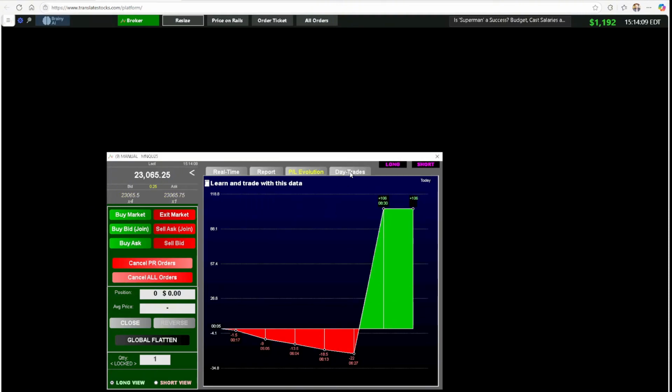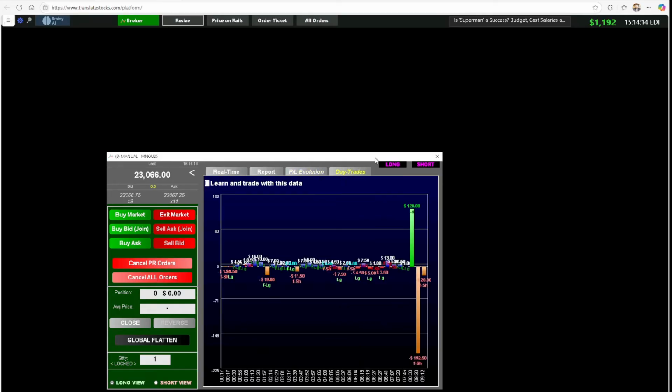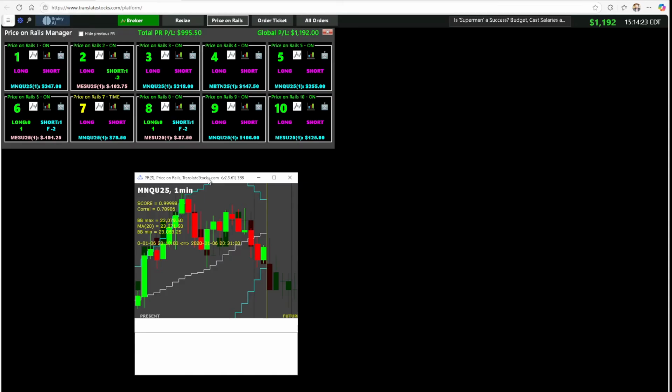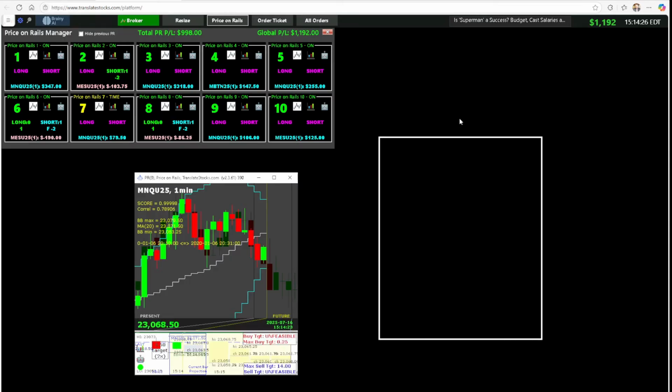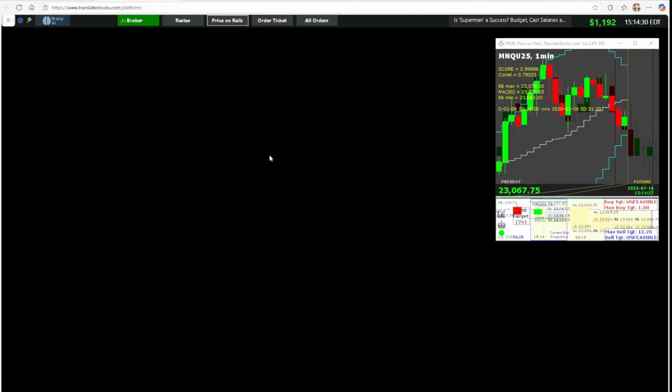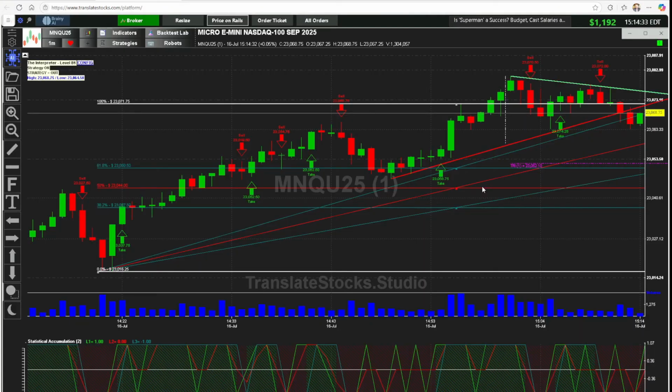Okay, the history will remain, but the strategy is not the same strategy that we were using before. Okay, this is agent number 9. Let me open again the Price on Rails here. I need to open agent number 9 chart so I can see the projections, so I can trade it. Okay, let me remove these again. Let me open the chart.